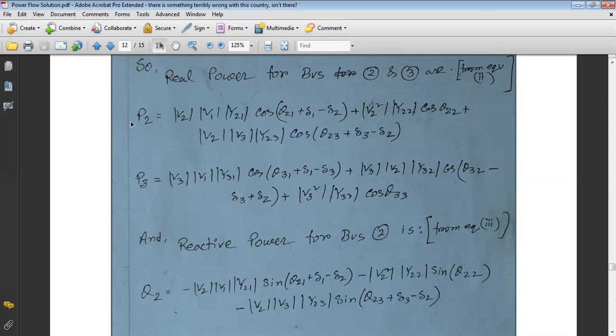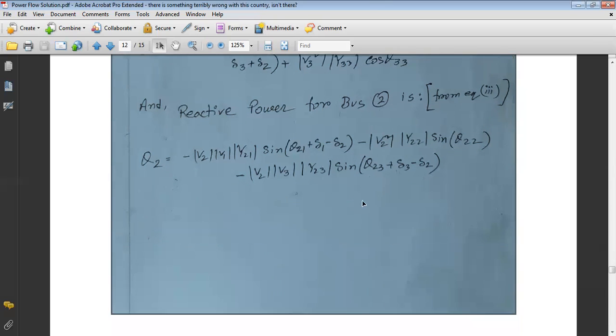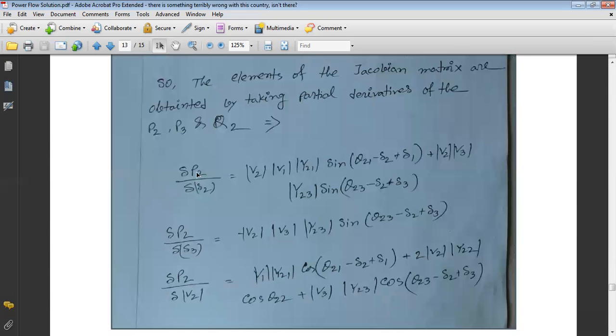So if we partially differentiate this equation by del 2, the first term should be V2 into V1 into Y21 sine of theta 21 plus del 1 minus del 2. Now the second part has no del 2, so this should be 0, because the derivative of a constant is 0. And the third part again has a del 2. So this minus, and cos converted to sine, so this minus becomes plus. So the second part will be V2, V3, Y23 sine of theta 23 plus del 3 minus del 2. If we partially differentiate P2 by del 2, the equation should look like this.